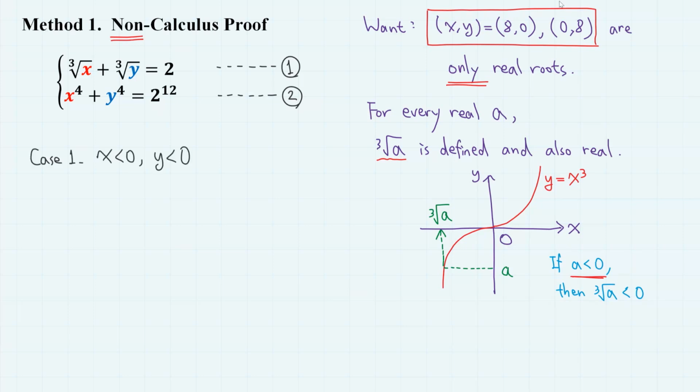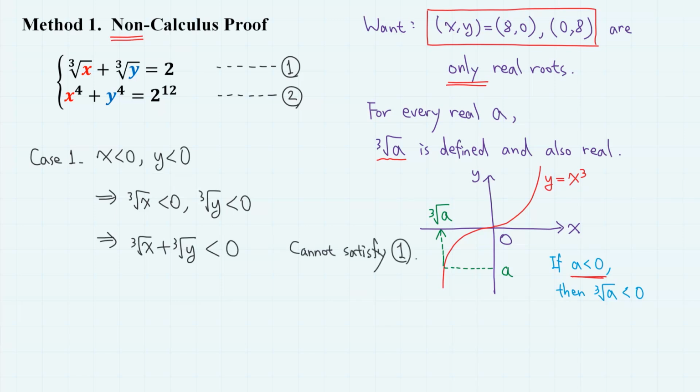If x and y are both negative, then cube root of x is negative and cube root of y is negative. Hence, cube root of x plus cube root of y is also negative, making it impossible to become 2.